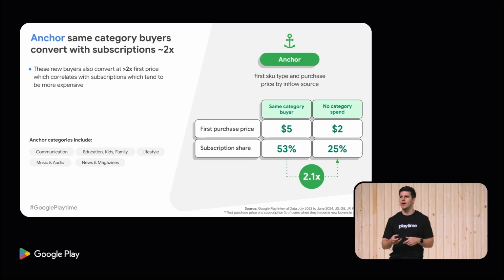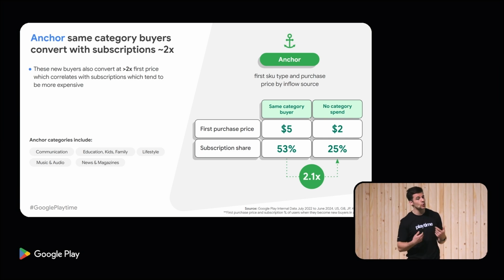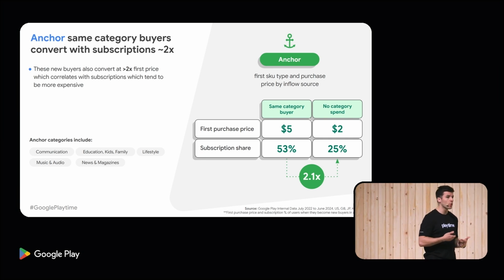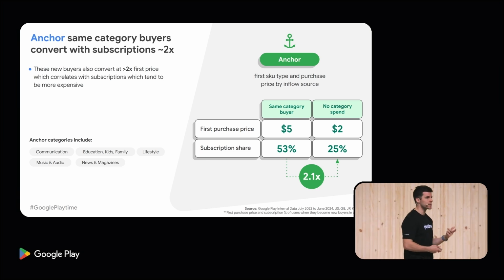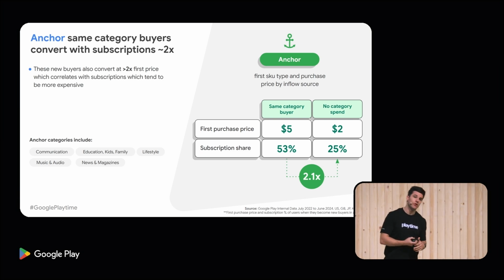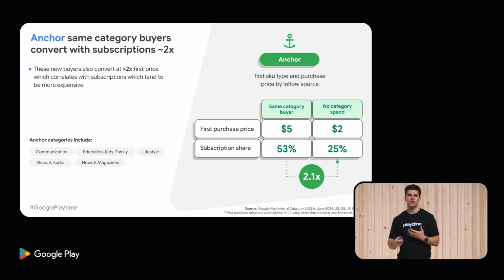Next, we're going to take a look at the anchor apps, which differ pretty considerably from Pendulum. New buyers who had spent in an app in the category before convert on subscription 53% of the time, which is more than double the 25% for buyers who hadn't bought in the category before. You'll also notice that their first purchase price is more than double as well, which of course just correlates with the fact that subscriptions tend to be more expensive relative to IAPs.